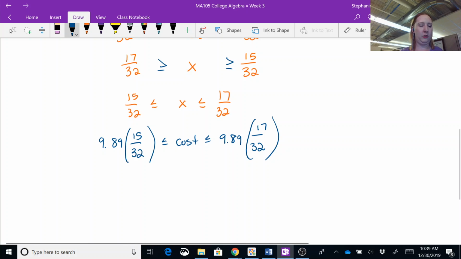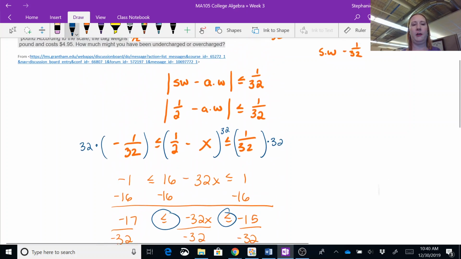So I have 9.89 times 15/32, so that's 4.64 when I round it. And then 9.89 times 17 divided by 32 comes to 5.25. So the actual cost should be somewhere between 4.64 and 5.25.